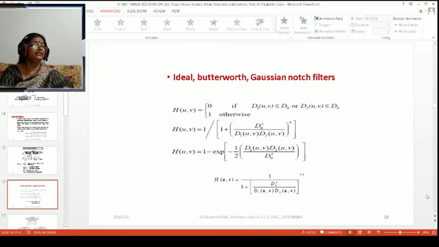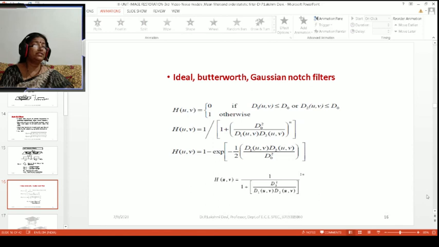Coming to the ideal, Butterworth and Gaussian notch filters. Notch filters are also of these types: ideal notch filters, Butterworth notch filters and Gaussian notch filters. The transfer function of these notch filters I am giving here. H of UV is equal to 0 if D1 of UV is less than or equal to D naught, or D2 of UV is less than or equal to D naught, and otherwise 1. That is the notch reject filter.